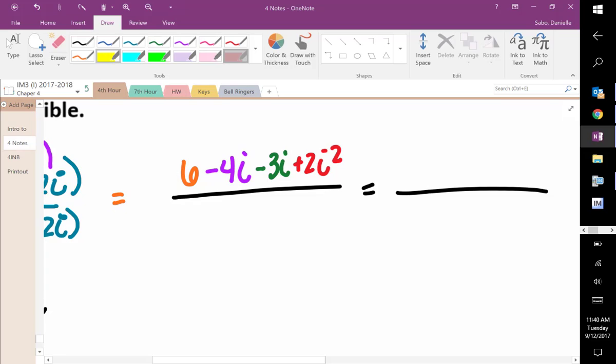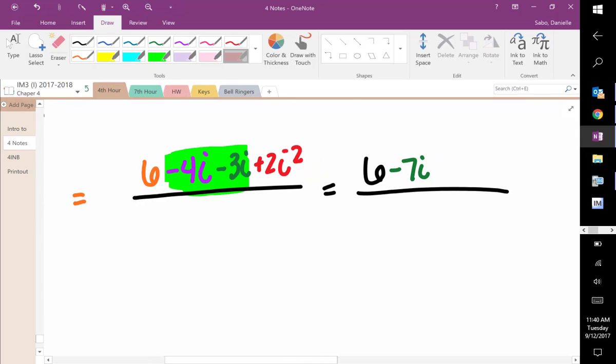What can I simplify in the top? What combines? I heard it. 4i and 3i. Well, what is negative 4i minus 3i? Negative 7i. Now, again, whatever didn't change is in black. That's why I'm putting it in black. It's like it's in stone, doesn't change yet.